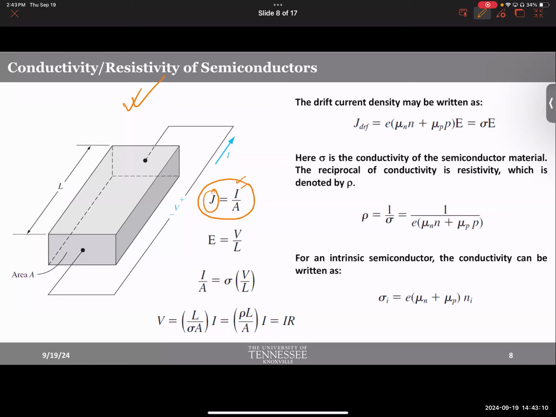Current density is current per unit area, as I just told you. What is electric field? Voltage over length. So imagine if you have a voltage V between 2 points which are d distance apart, the electric field would be V over d. Okay, very simple concept. So you have electric field and you have current density.